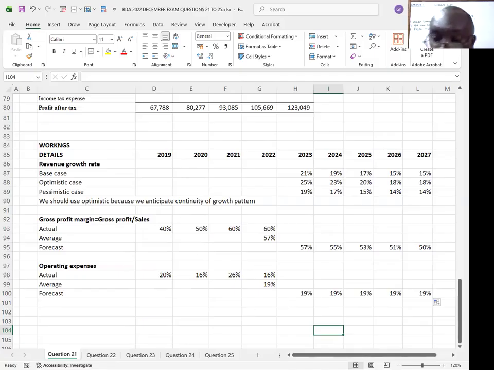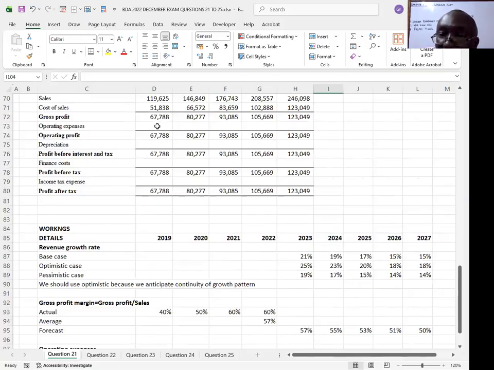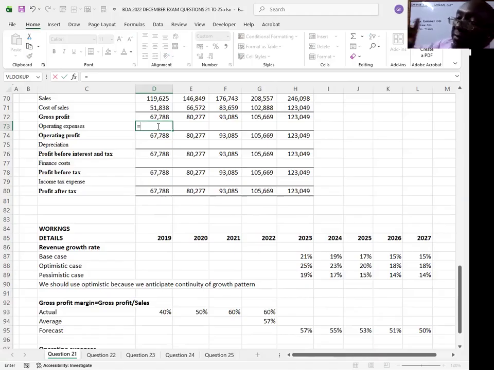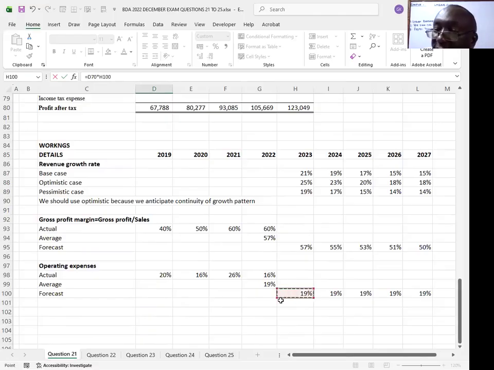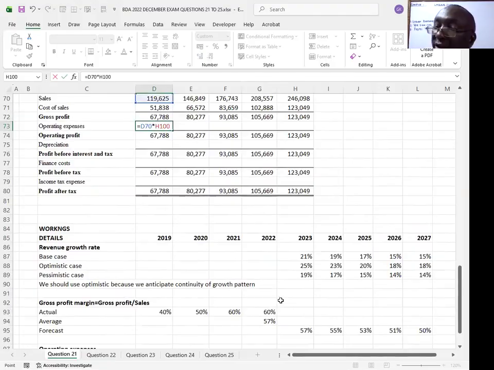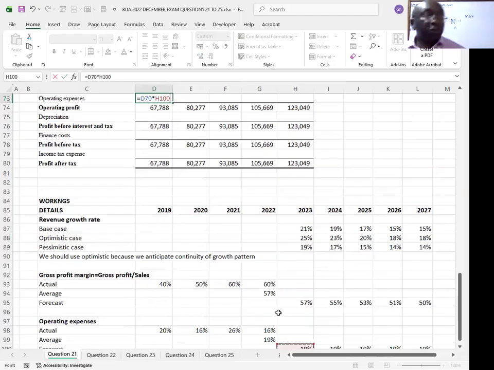Haya, sasa hiyo inakuja hapa. So you say equals, because we already had put our formula tukasema ni negative, sasa hapa tutaieta tu ikiwa na positive because already tushaweka formula. So tutasema ni equals, you take the revenue, this one, times this percentage here. The revenue times that percentage of 2023. So multiply. Give me the answer.